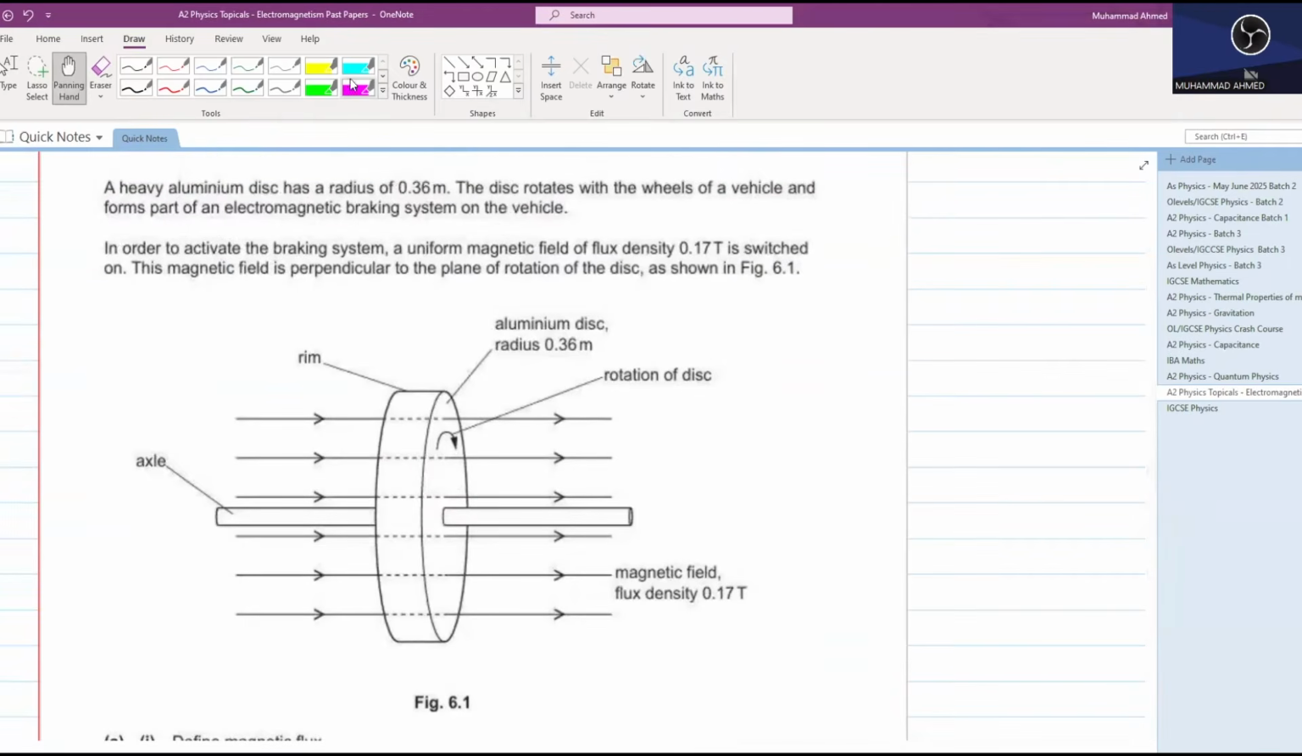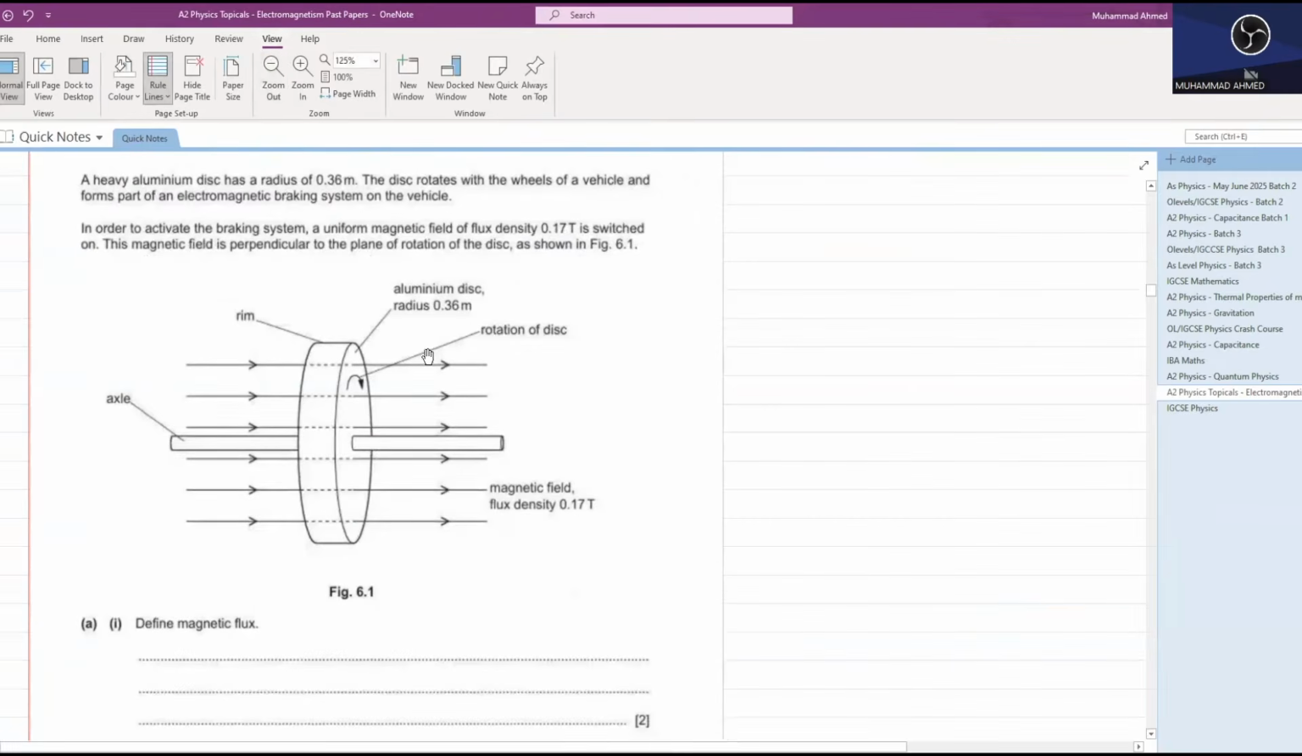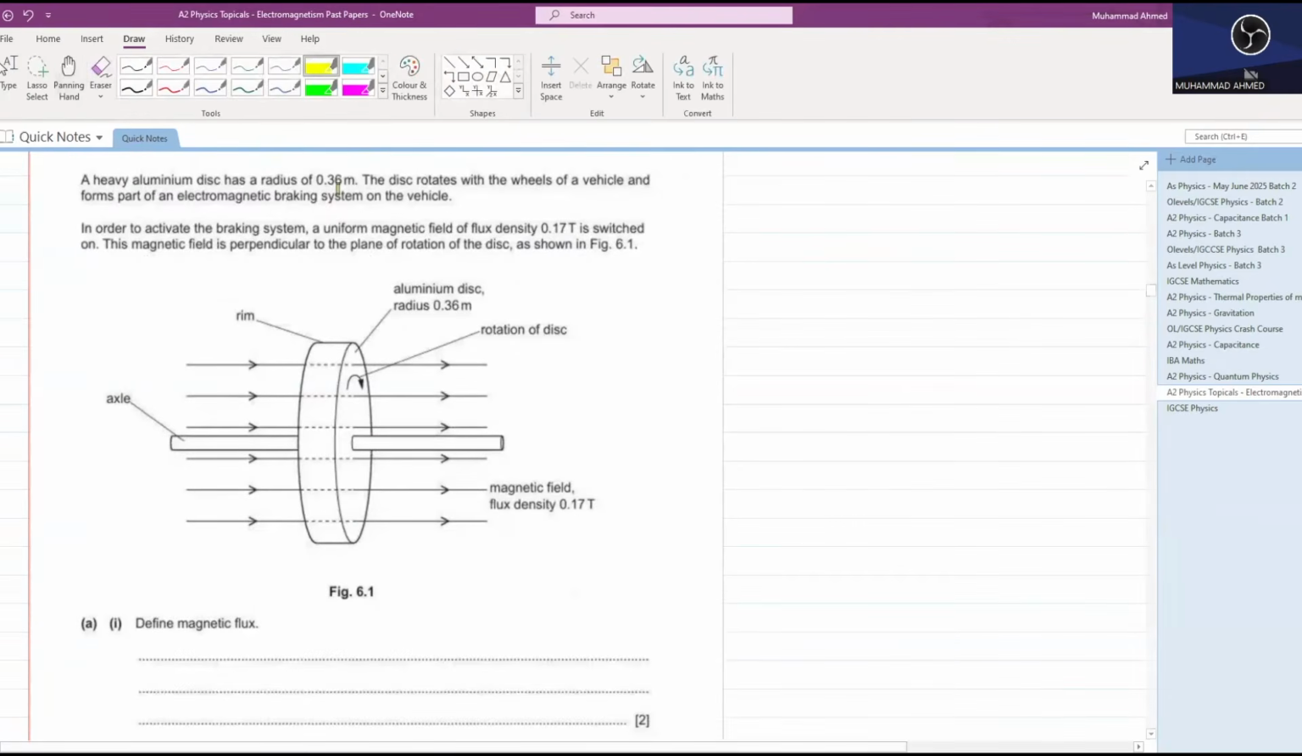Let's move ahead to the next question. A heavy aluminum disc has a radius of 0.36 meters. The disc rotates with the wheels of a vehicle and forms part of an electromagnetic braking system on the vehicle. In order to activate the braking system, a uniform magnetic field of flux density 0.17, this is your B, is switched on. This magnetic field is perpendicular to the plane of rotation of the disc as shown in figure 6.1.